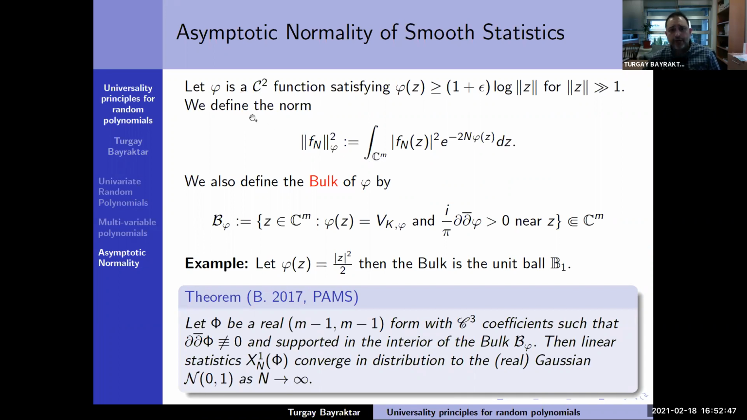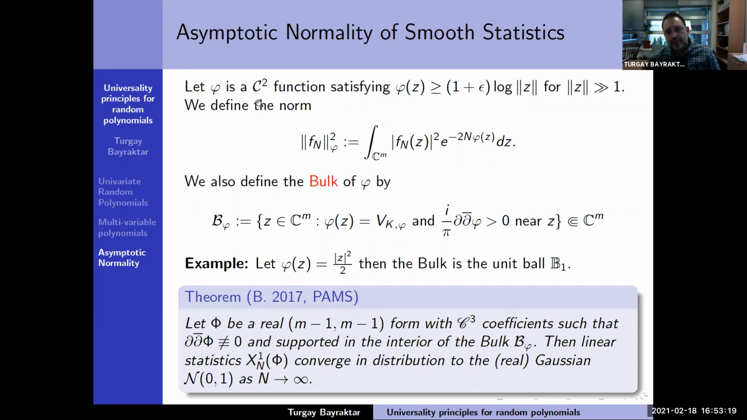In order to define the inner product, I take phi to be a C2 function. I need some smoothness, and I need a growth condition so that all polynomials are L2 integrable with respect to this. So I have an L2 product like in the earlier case, and the induced L2 norm here.